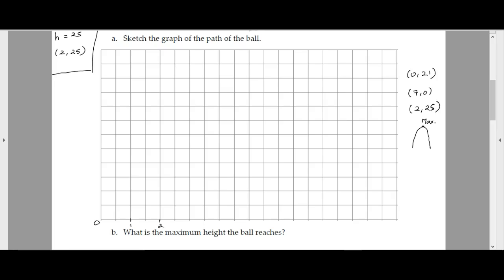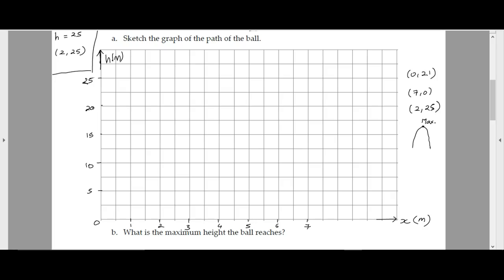I'm going to go 1, 2, 3, 4, 5, 6, 7, and that is my horizontal distance in meters as per the question. My height, we need a maximum of 25, so we're going to go 5, 10, 15, 20, and 25. Again, we've got to label that axis too, that is my height, which is again in meters.